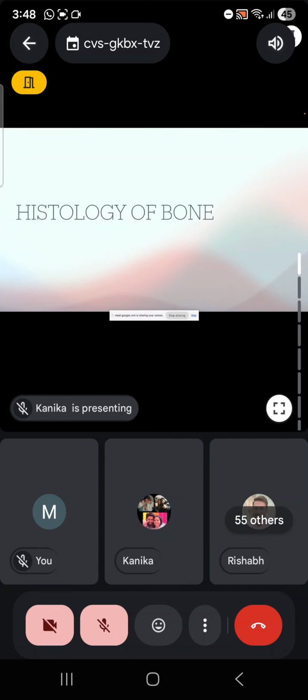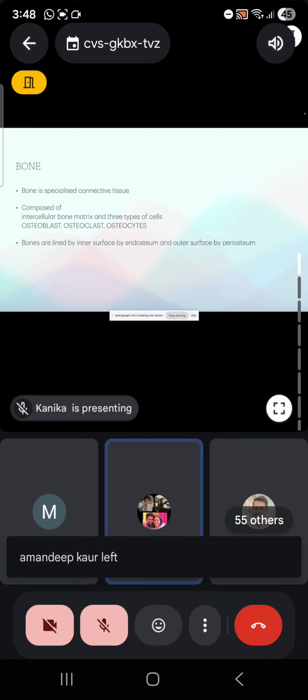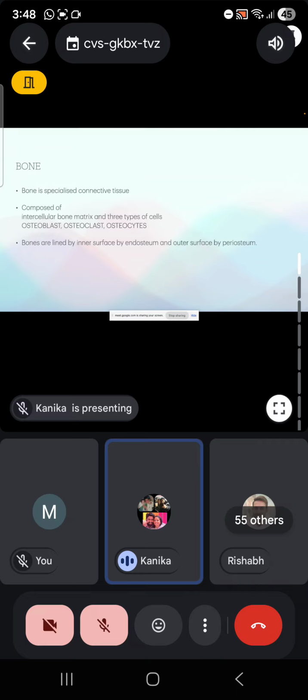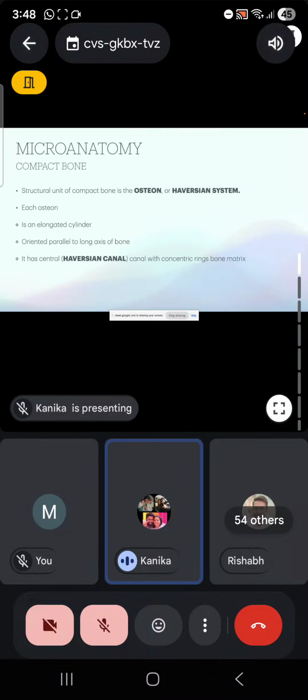Good afternoon, everybody. So today I'm presenting one of the topics, histology of bone. Bone is a specialized connective tissue. It is composed of intercellular bone matrix, and there are three types of cells: osteoblasts, osteoclasts, and osteocytes. Bones are lined on the inner surface by endosteum, and on the outer surface by periosteum.